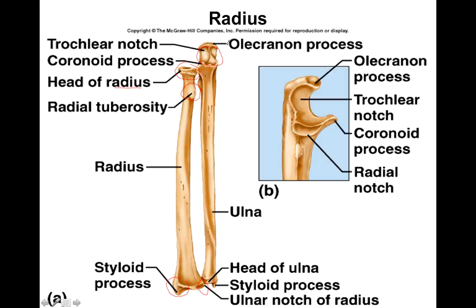the olecranon process, which fits in the olecranon fossa on the humerus. The coronoid process, which fits into the coronoid fossa. Styloid process. Notice the ulna also has a styloid process like the radius. So this is the styloid process of the ulna. The head of the ulna is distal, whereas the head of the radius is proximal. That's the radius and the ulna.